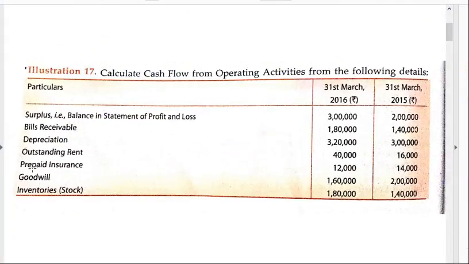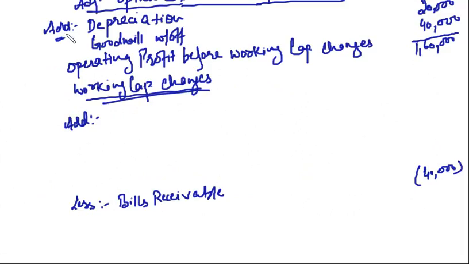Next, depreciation we have treated. Outstanding rent. This is our current liability. Now, if it is our current liability, it has increased from 16,000 to 40,000. There is an increase of 24,000. Now I told you the current liabilities move in the same direction. If there is an increase in the current liability, that means we have borrowed more amount, that is, it is a cash inflow. We will add back. Outstanding rent to the extent of 24,000 is the amount. Clear?